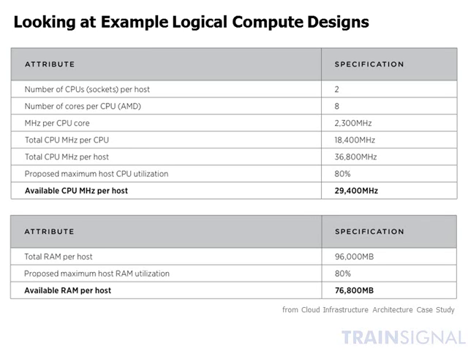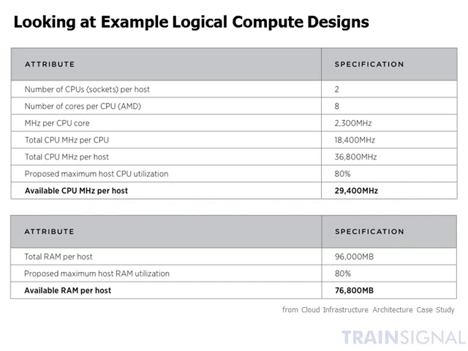And then here's where our proposed maximum utilization comes in. This particular design says we're going to propose a maximum of 80% utilization. So 80% of that 36,800 megahertz comes to 29,400 megahertz. That number represents the maximum amount of CPU cycles that any given host in this design can contribute.